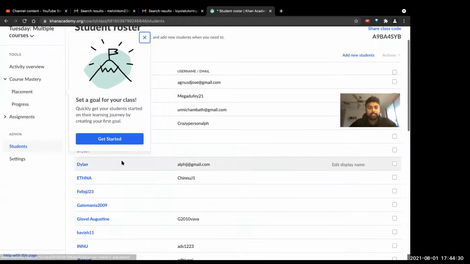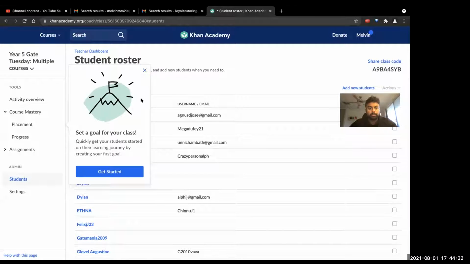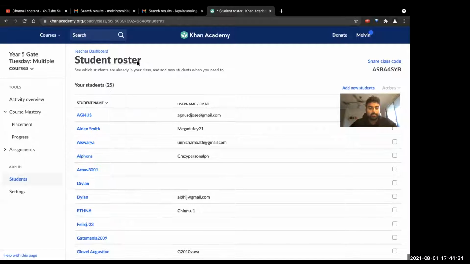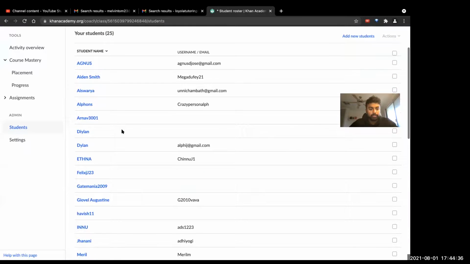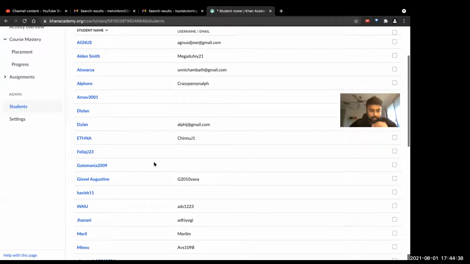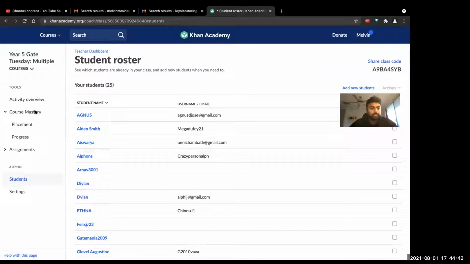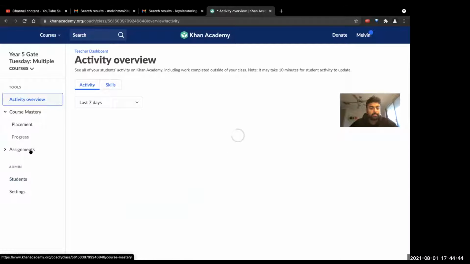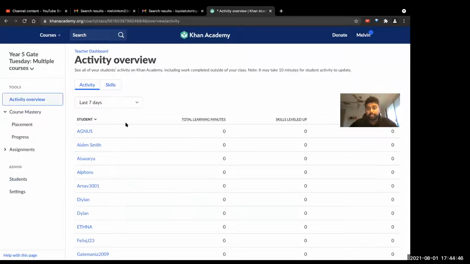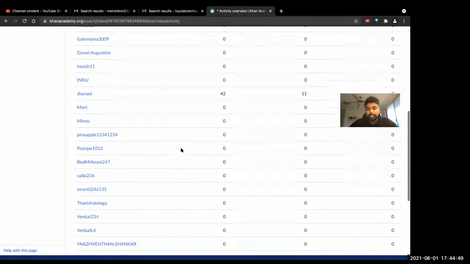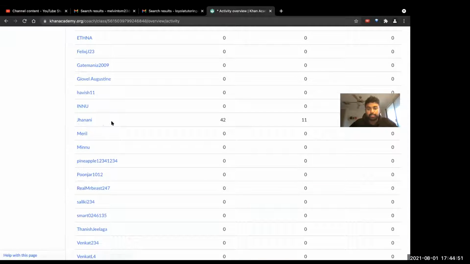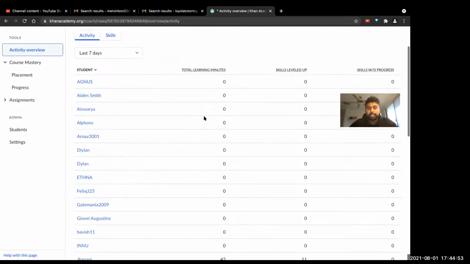I can see, for example, the names of my students: Agnes, Aiden, Alphonse, Javel, all these kids. I can also see how they are doing. For example, in the last 7 days, I'm pretty sure none of them have done anything because they don't come to get it. Oh, Janani's still studying. Good job, Janani. But the rest of these kids haven't done anything.